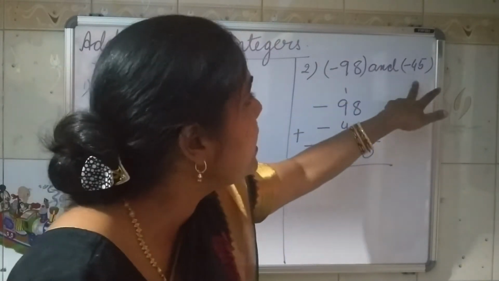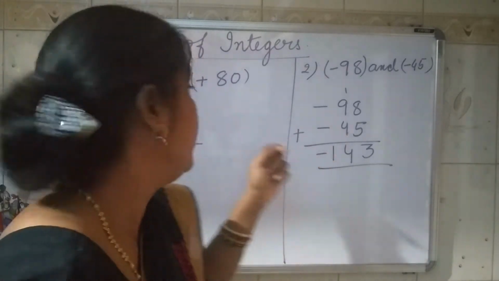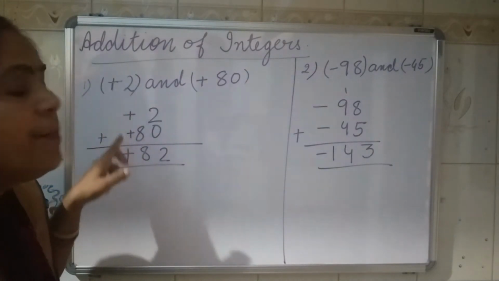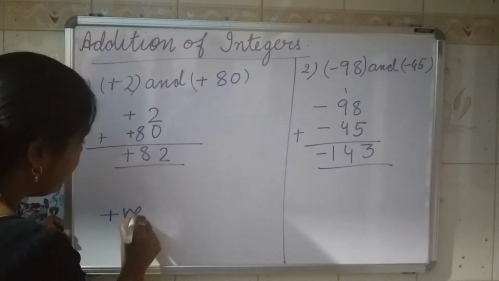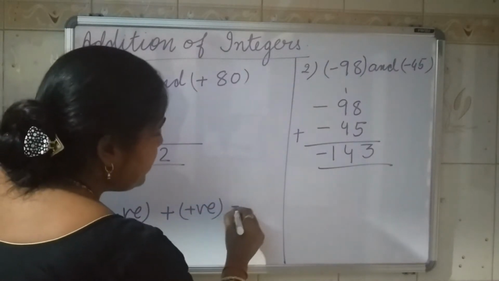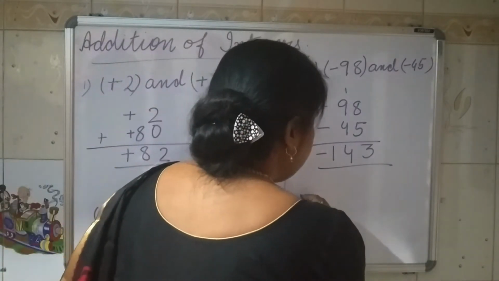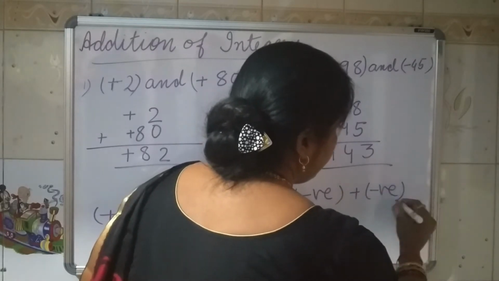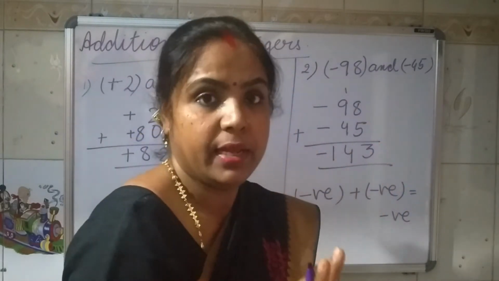So when both are negative, we will simply do the addition and then write down the negative sign. And when both numbers are positive, we will simply add them and write the plus sign. Clear? So the conclusion is, when we add a positive number plus a positive number, the answer will be a positive number. When we add a negative number plus a negative number, the answer will be negative. But the process is addition only. Clear to you?